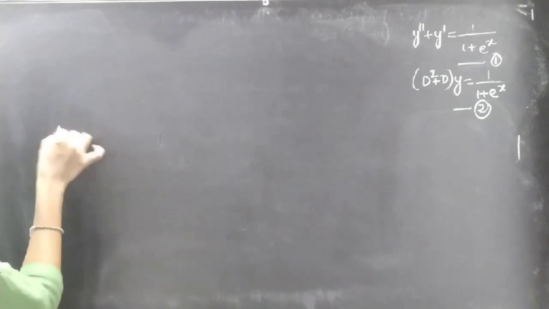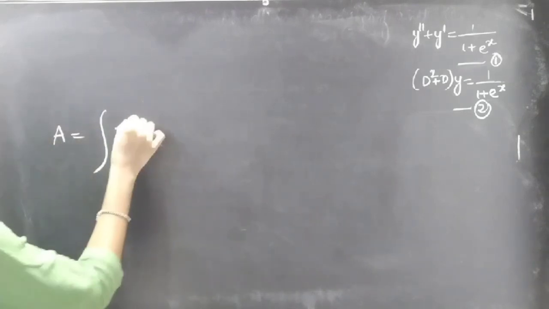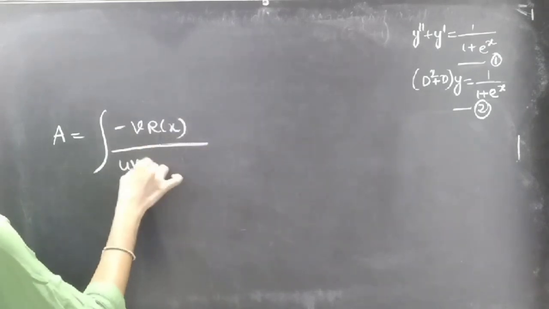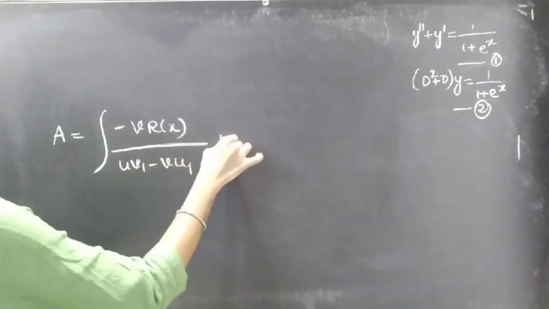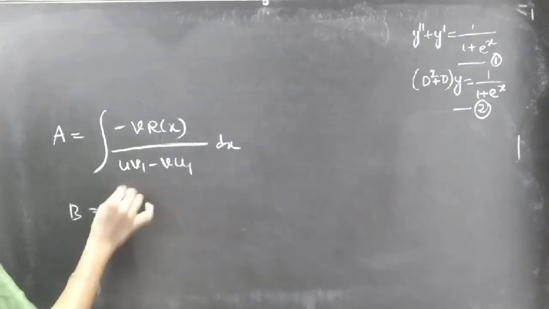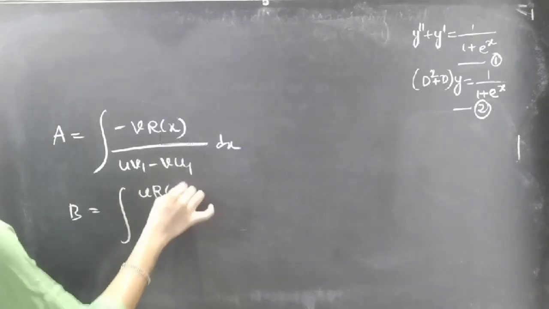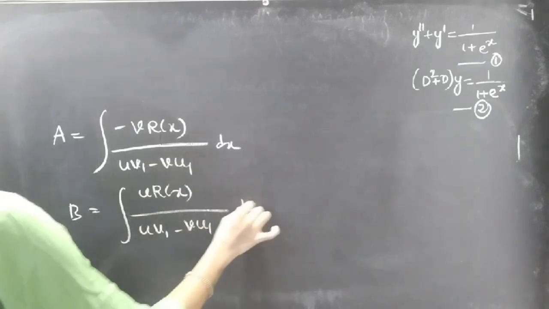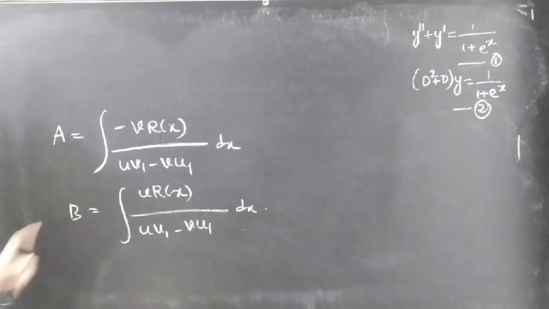Here A and B are given by: A = ∫ (-v R(x)) / (u v1 - u1 v) dx, and B = ∫ (u R(x)) / (u v1 - u1 v) dx. So if you notice, we have u v1 - u1 v in both formulas. So we'll begin with u v1 - u1 v, and later we'll find A, B, yp, and finally the general solution using y = yc + yp.